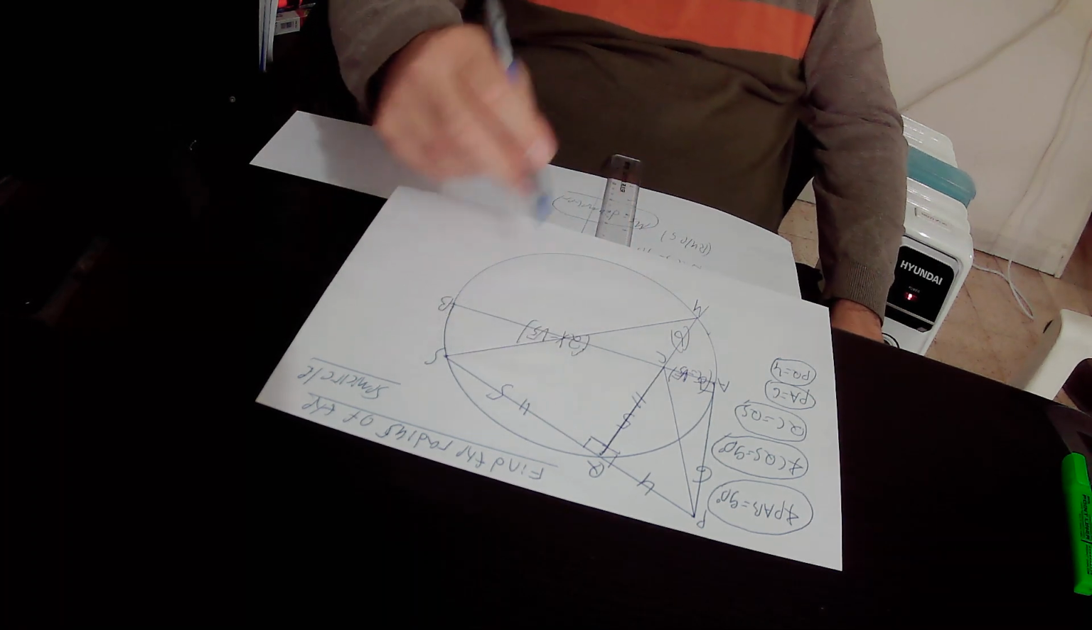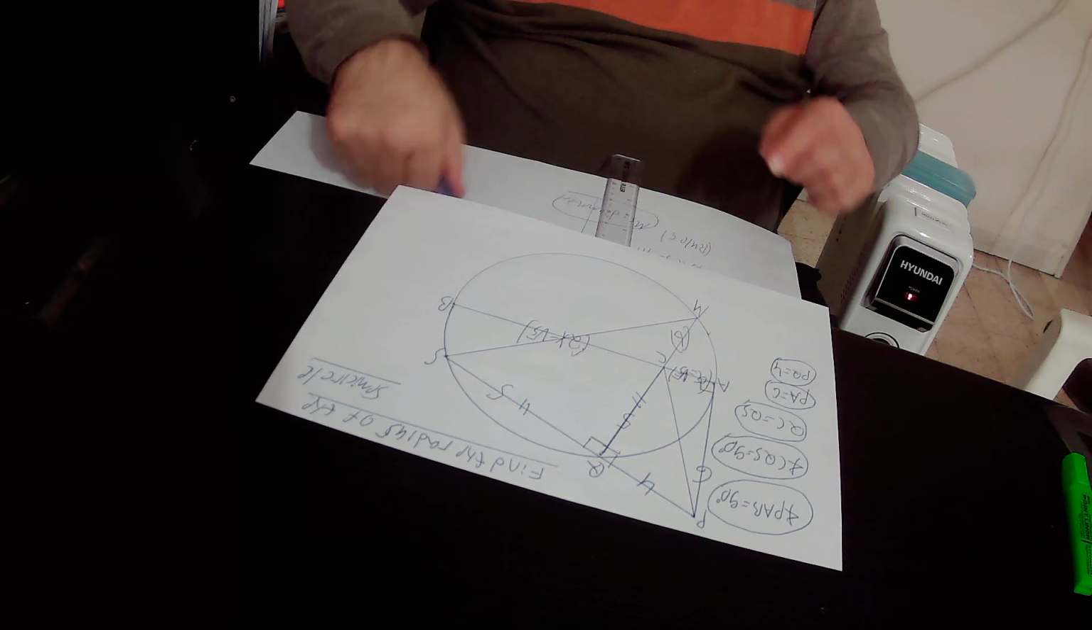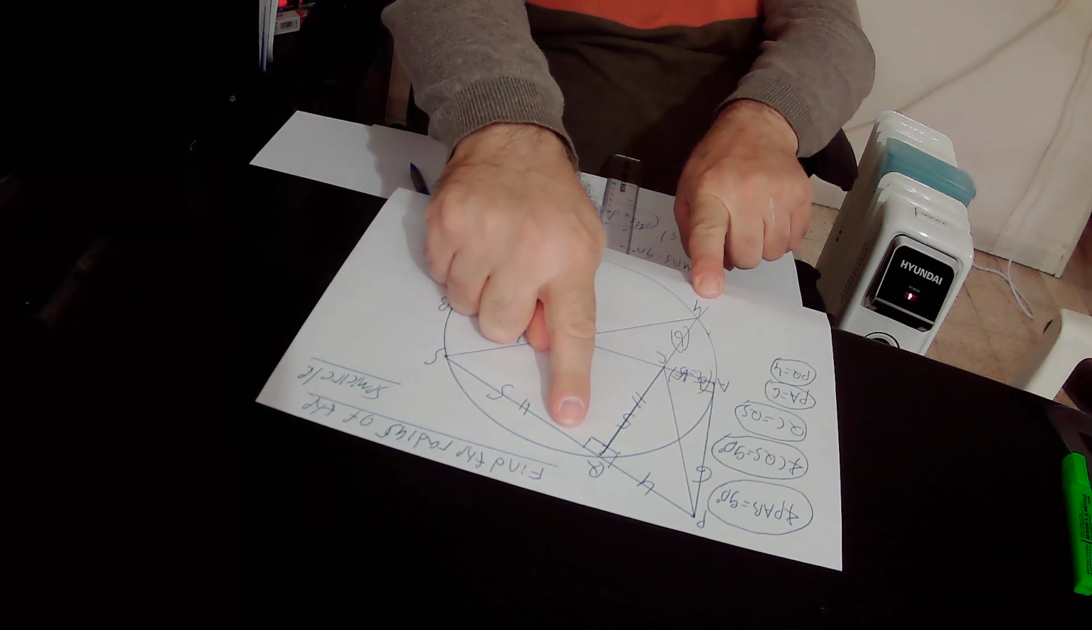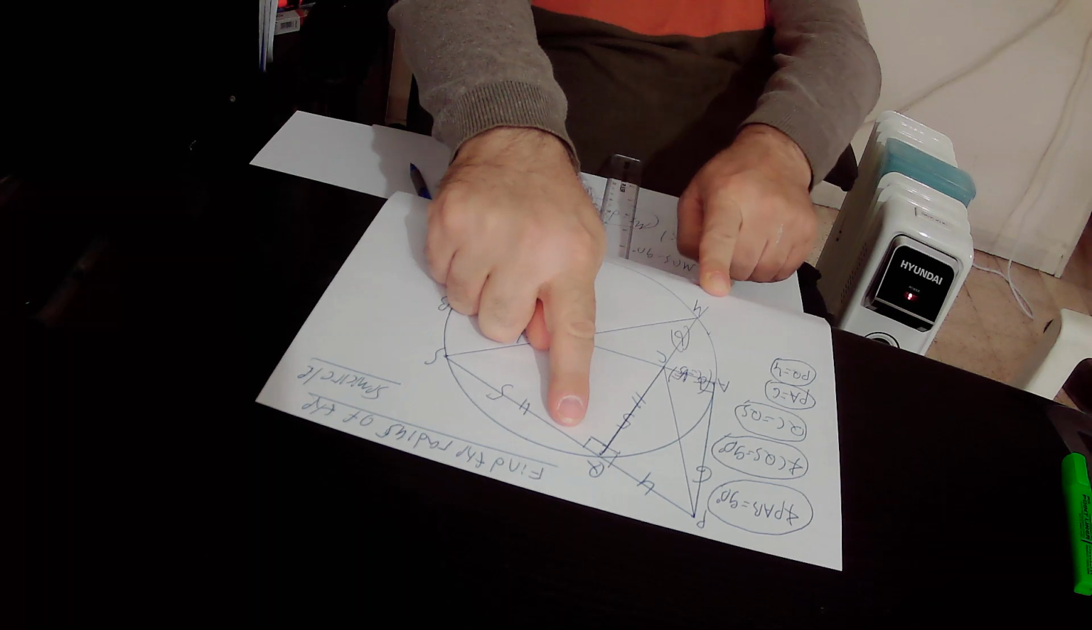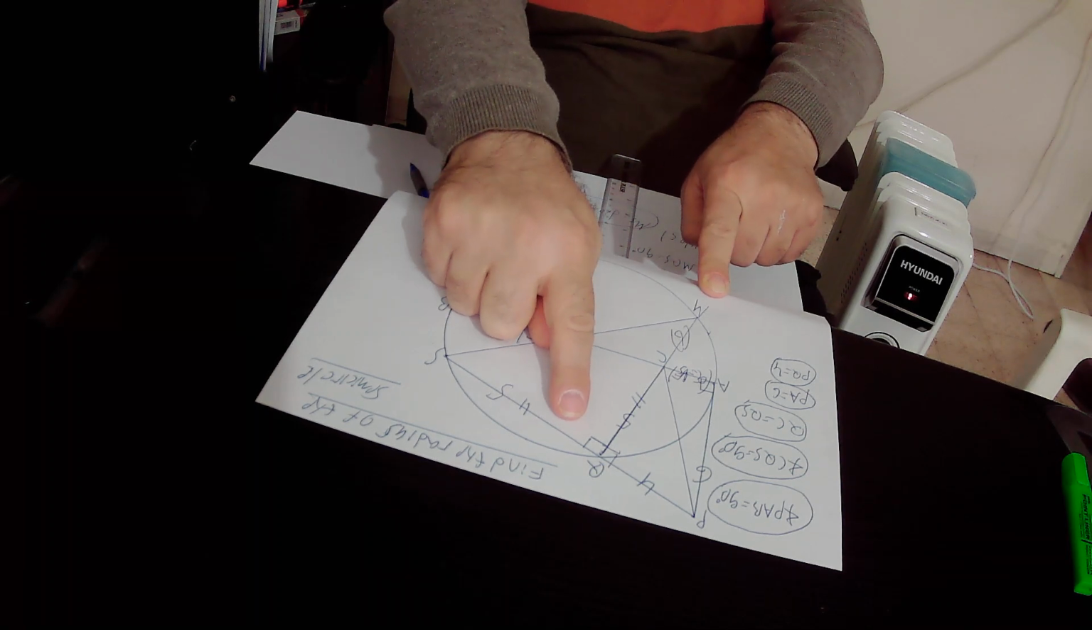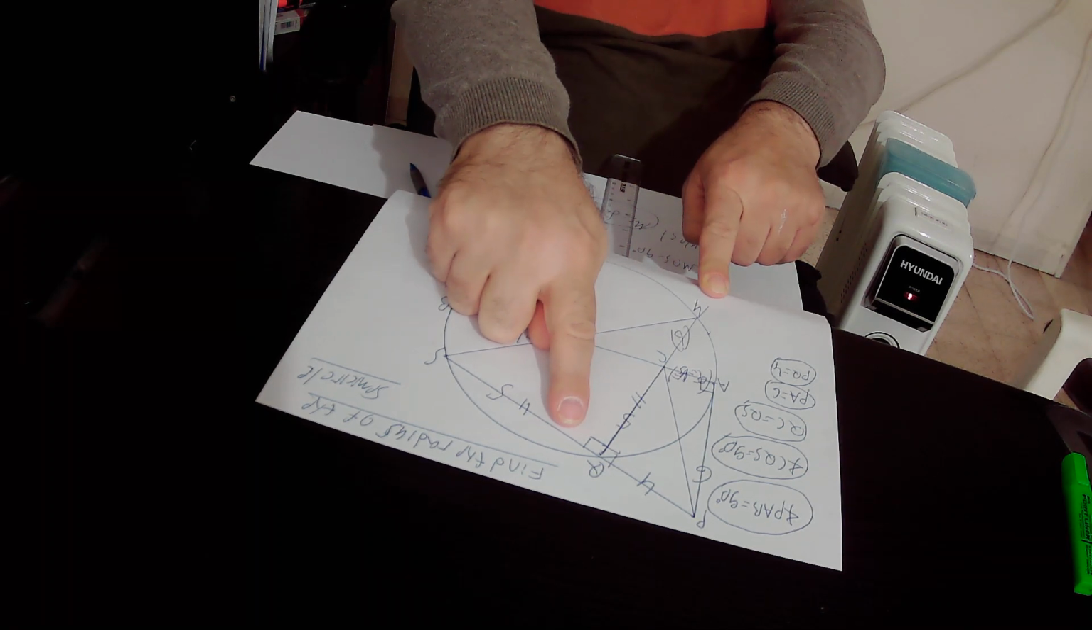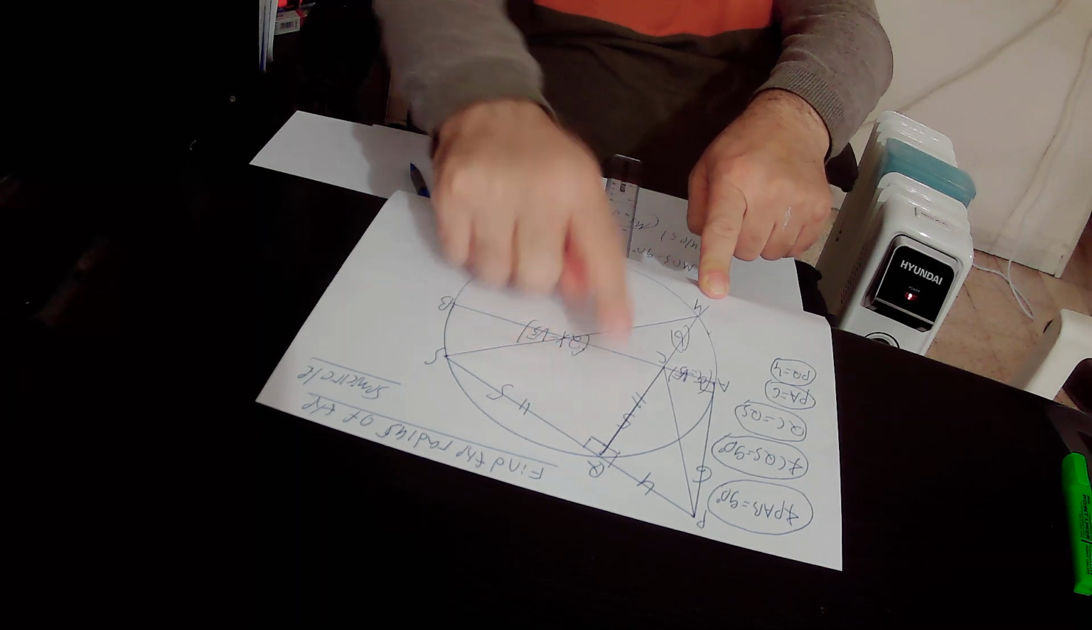Side QS equals 5 units. QM in total equals 5 plus B. QM is QC plus CM. So in total QM equals QC, that is 5, plus CM, that is B. So in total QM equals 5 plus B.